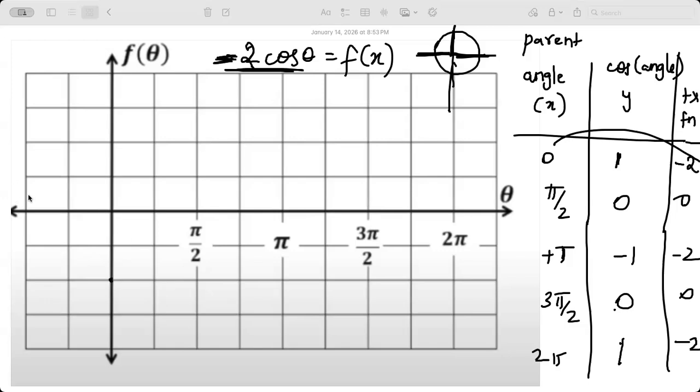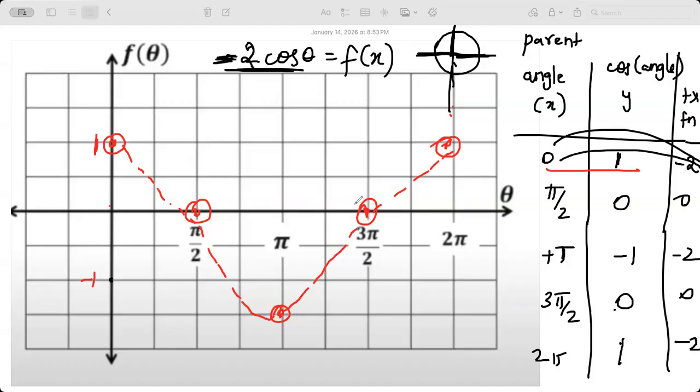Let's see. First let me plot the parent function. If I want to plot the parent function, here it is 1, here it was a minus 1, right? I'm plotting just the parent function, okay? 0 was 1, pi by 2 was a 0, pi was a minus 1, and then 3 pi by 2 is a 0, 2 pi is a 1. This is my parent function, remember? One cycle is enough, right? But this is not what I want.